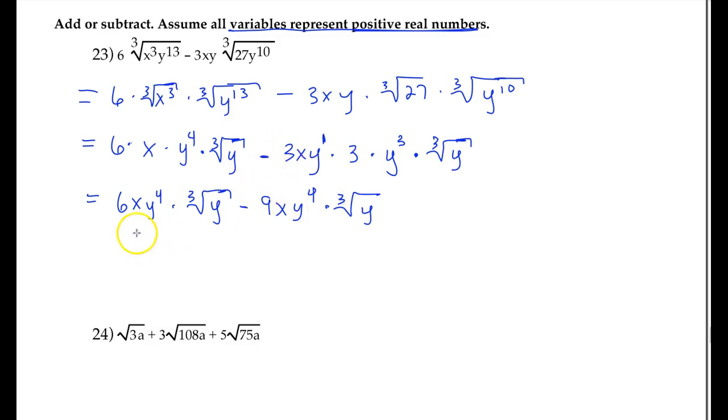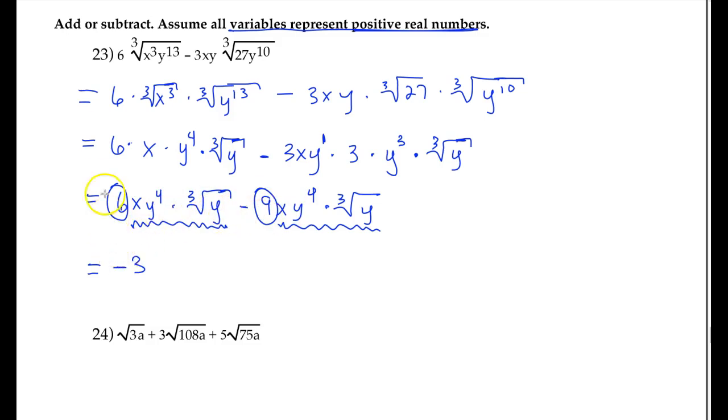And here, do you notice how both this term and this term all have the x times y to the 4th times cube root of y in it? Okay, and so what that lets us know is that these two terms are indeed like terms. The only thing that's different about it is the coefficients. So here, when we do 6 minus 9, that gives us a -3, and everything else is the same.